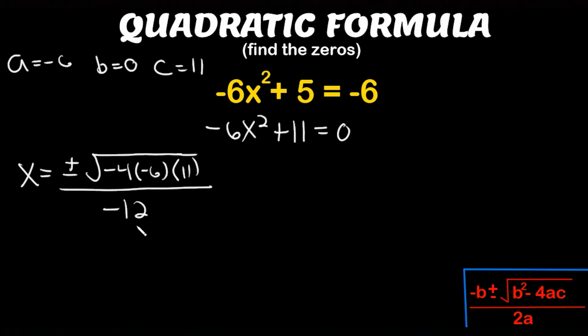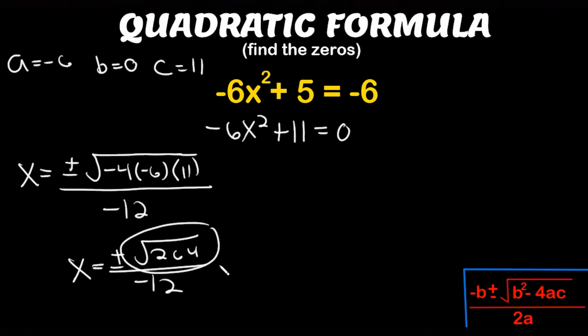So this one's actually not too bad. We just have to clean up that square root, and we're pretty much done. So if I do negative 4 times a negative 6, I get positive 24. And then 24 times 11, I get 264. So I get x is equal to plus or minus square root of 264 all over negative 12. Now, technically, that is done, but we should see if we can break down this square root here. Maybe we can keep simplifying it down, okay?